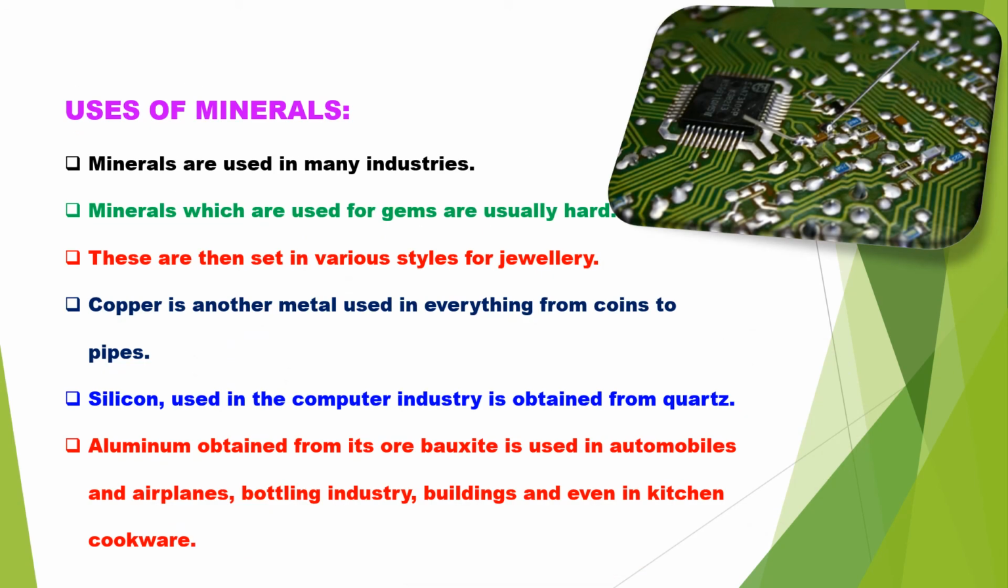So we have studied the minerals, how to extract the minerals, the distribution of the minerals around the world, and the distribution of minerals in India. So how far are they being used? What is the extent to which minerals have been used? Minerals are very useful in many industries. Gems are usually hard, and they are used in making jewelry. Copper is one such metal which is used in everything from coins to pipes. Silicon is used in the computer industry, obtained from quartz. Aluminium obtained from bauxite is used in automobile industries, construction of aeroplanes, and even in kitchen cooking.